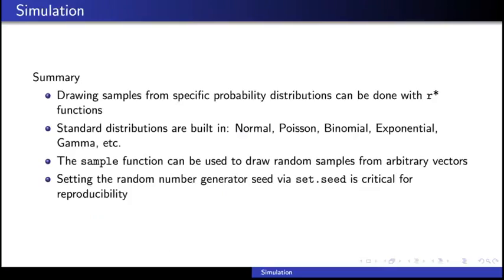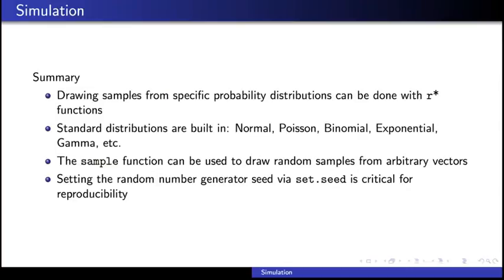So that's a very quick summary of the simulation functions in R. You can draw random samples from specific probability distributions with the r functions, so rnorm, rpois, rbinom we saw already. All the standard distributions that you will probably need are built in. Things like the normal, the Poisson, the binomial, the exponential, gamma, etc. All those functions are built in, and you can use the corresponding r functions to simulate from them.